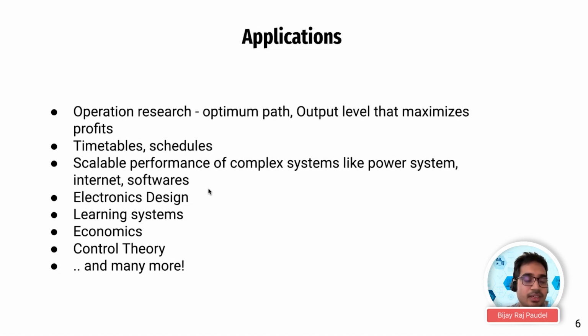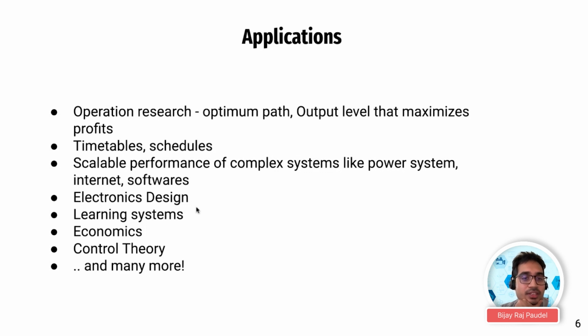Like some of the applications that we might be familiar with, everyone might be familiar with, is operation research: how to find the optimum path for, let's say, a product delivery, and how to find variables that maximize the profits. All these are operation research, and how to determine the perfect timetables and schedules that fit everyone, and how to determine the performance of complex systems like power systems, internet software. Those are all optimization techniques.